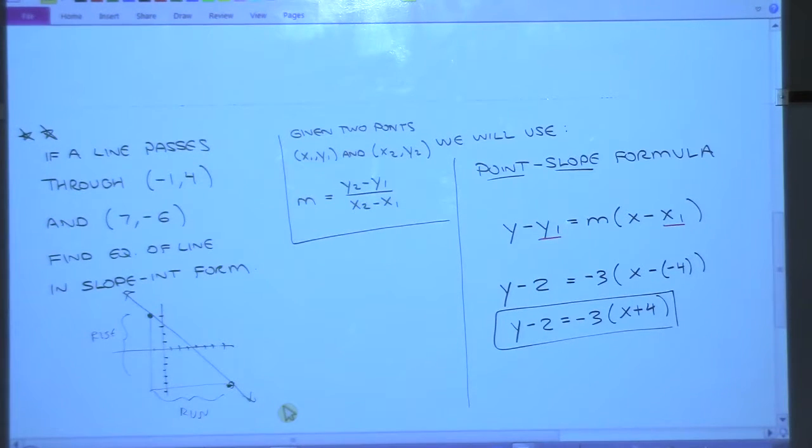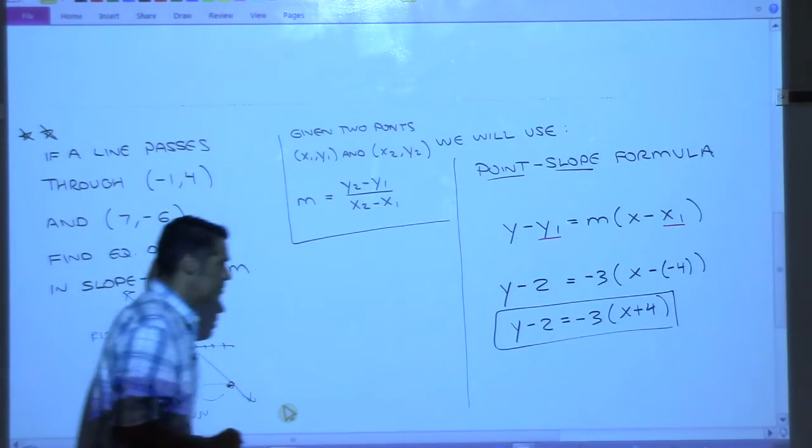All right, so with those 2 formulas, we should be able to do this now, right? Yes? Okay, so let's move through these.